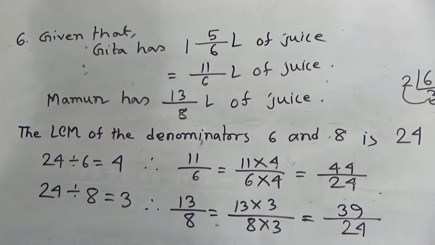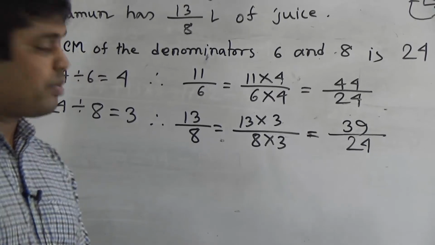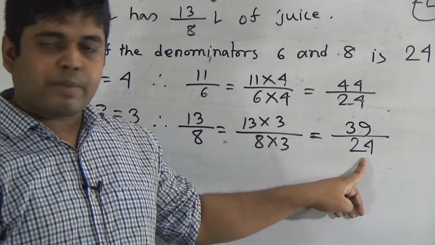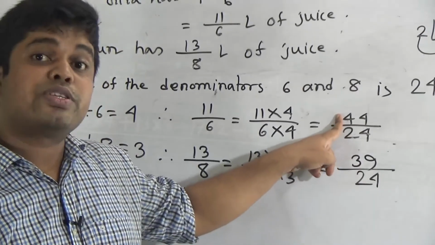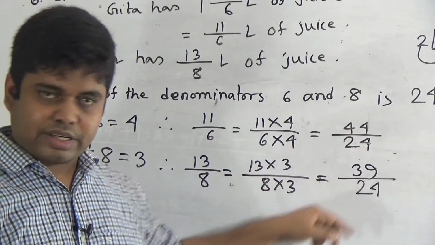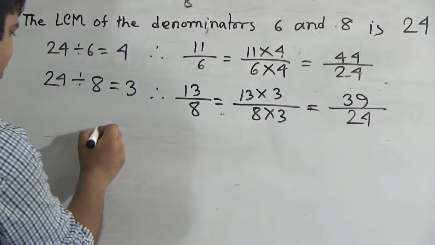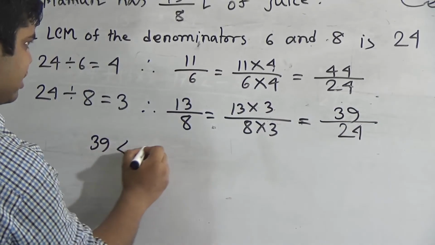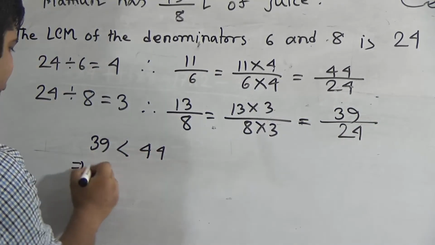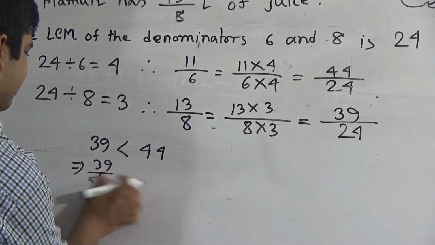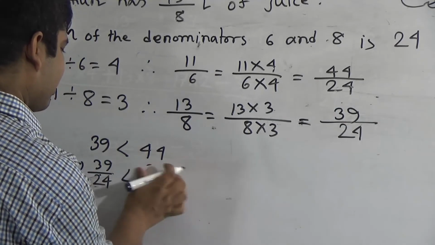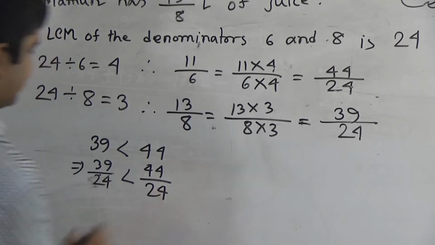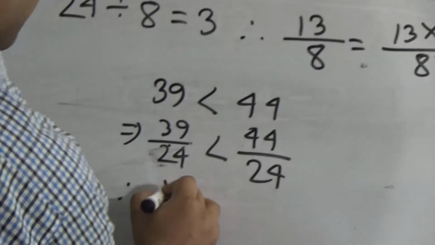Okay, so dear student, notice which number is greater here. Notice the denominators both are the same, 24 and 24, but here you notice numerators 39 and 44. So which one is greater? 44 is greater. So here we write 39/24 less than 44/24.